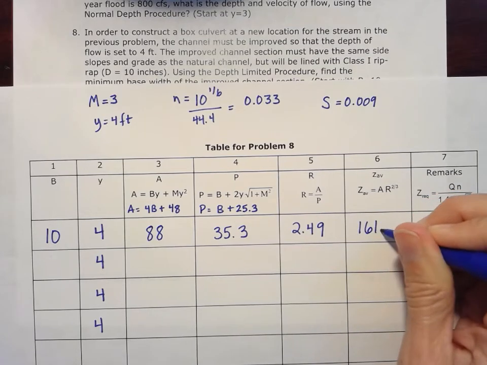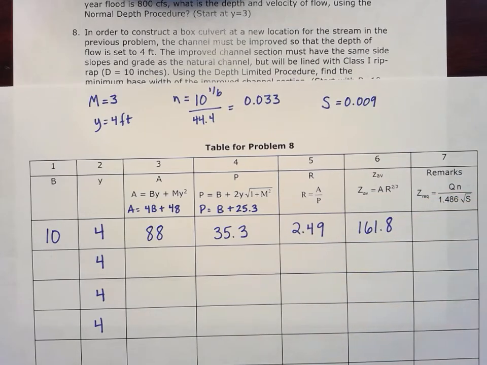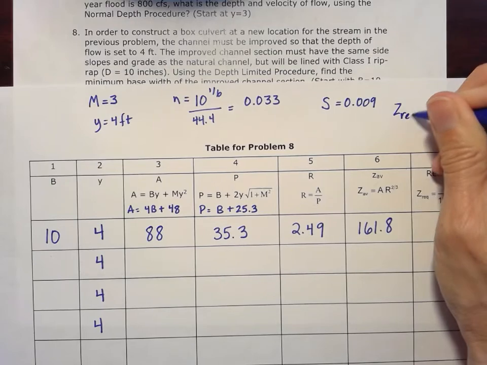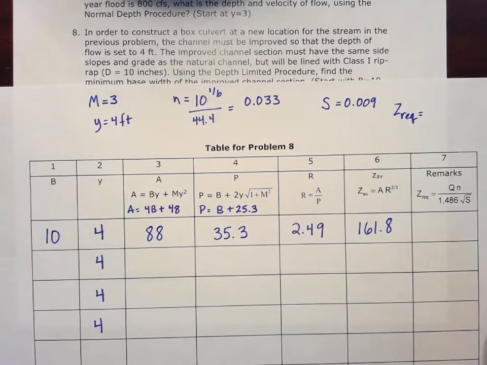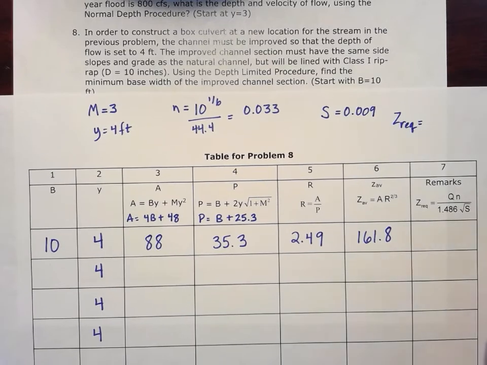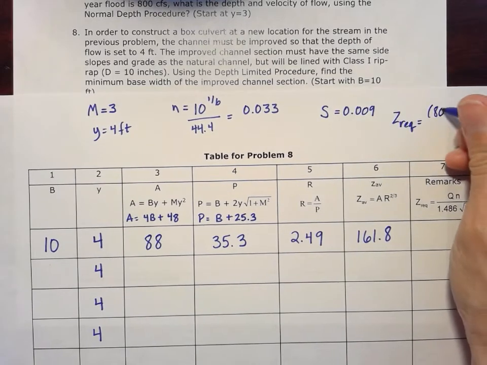And my z average is 161.8. So we want to check that with our z required. Remember, our z required here is the Q times n divided by a 1.486 conversion factor times the square root of s as our decimal there. So let's plug the numbers in here. For the z required, our flow rate is the same as it was in the last problem, so it is that 800 cubic feet per second.